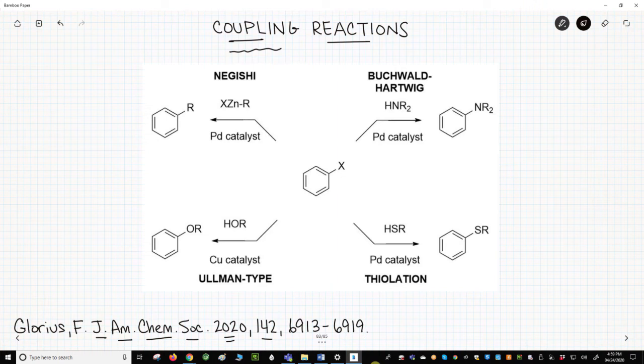The Negishi coupling creates a CC bond from an aryl halide and an organozinc reagent. The Buchwald-Hartwig coupling makes a CN bond. The Ullmann-type couplings can make CO bonds with a copper catalyst. Carbon-sulfur bonds can also be formed. The Glorius group has developed a completely different approach to making new CS bonds.